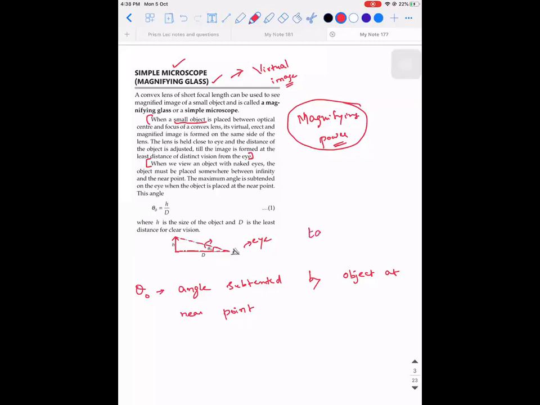If that is the case, what is tan theta naught from the triangle that I have here? h by d. But when angles are small, tan theta can be approximated to theta. So this can be approximated to theta naught. So that is what is given here. Theta naught is equal to h by d, where h is the size of the object and d is the least distance of distinct vision for clear vision. Am I clear to this point, guys? Yes, sir.